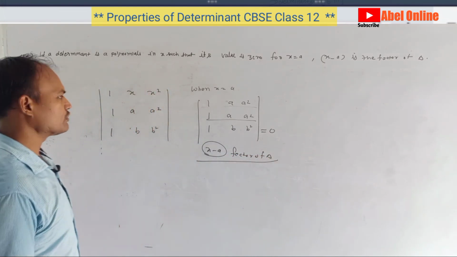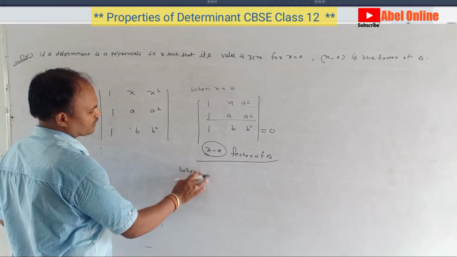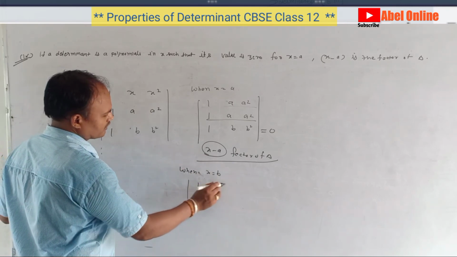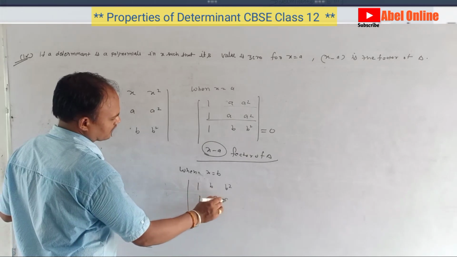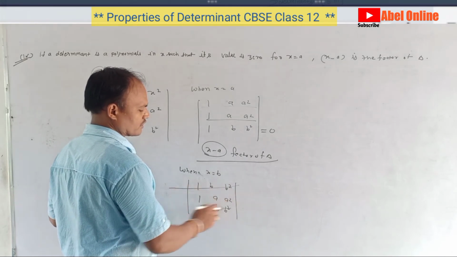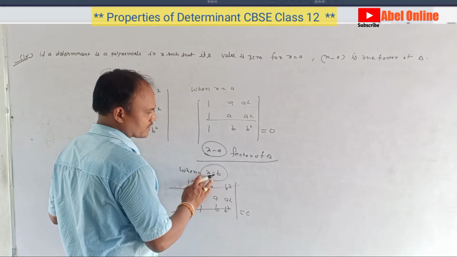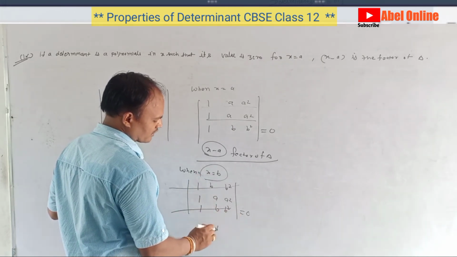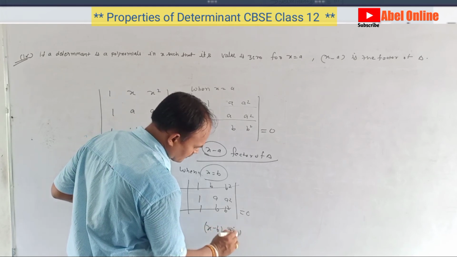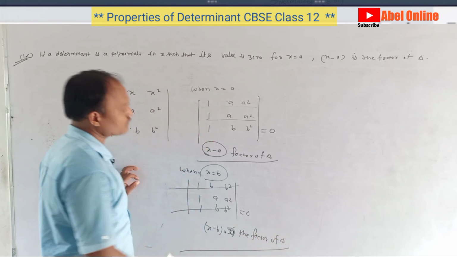Now suppose we put x equal to b. Then the rows are 1 b squared, 1 a squared, 1 b squared. The first row and third row are the same, so the answer is 0. So x minus b is also a factor of the determinant. So these are your properties.